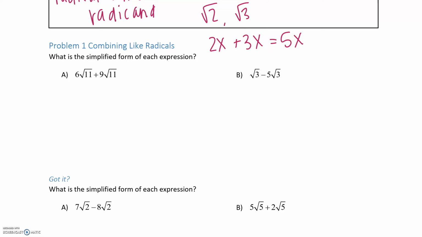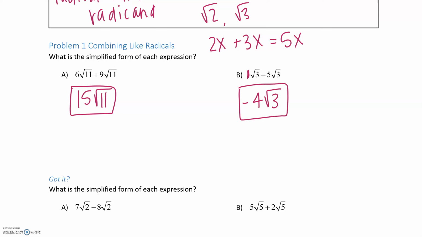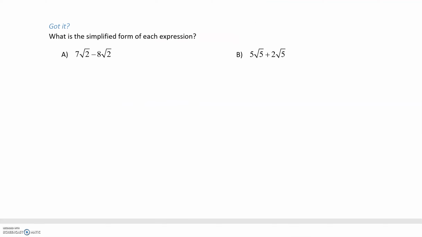So here we are going to do 6 square root of 11 plus 9 square root of 11. When we do that, that just gives us 15 on the outside, and the square root of 11 stays the same on the inside. So that's going to be our answer. We're just adding them together. Over here, we've got the square root of 3 minus 5 square roots of 3. If there is no coefficient on the outside, the coefficient is just 1. So we're going to do 1 minus 5, which is going to be negative 4. And then that square root of 3 stays the same. Okay. So go ahead and work on the got it problem.